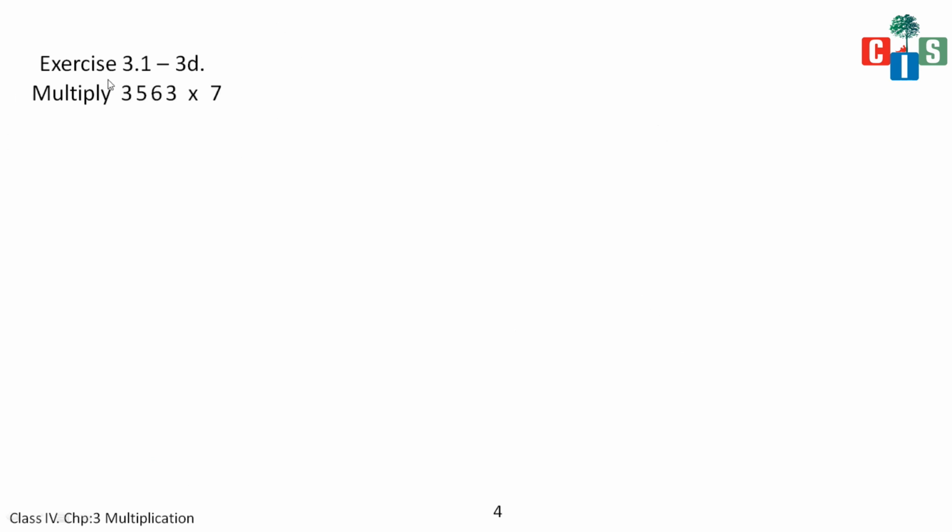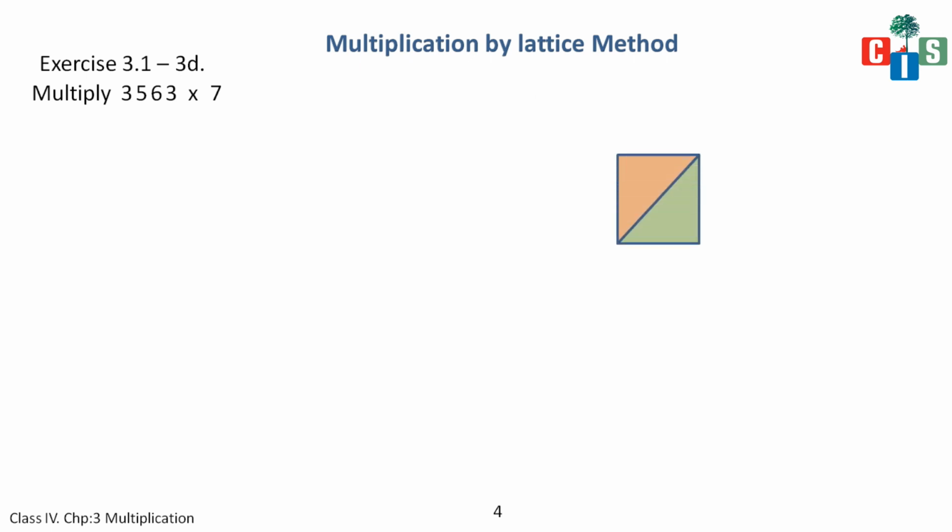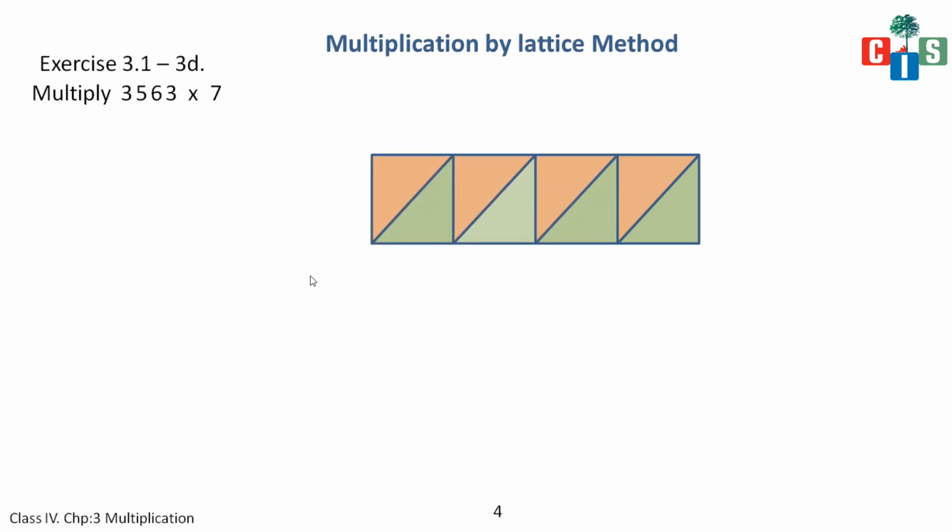I have taken it from the exercise 3.1 and it is 3D. Again we have 3563 multiplied by 7. That is, again we have a 4-digit multiplicand by a 1-digit multiplier. So in the lattice method of multiplication, we will have 4 boxes, as a 4-digit multiplicand is there, no? 1 box, 2 box, 3 and 4. That is 4 vertical columns, and 1 row because 7 is a single digit. Now we will give each number 1 box. So 3, 5, 6 and 3, and 7 will be here.